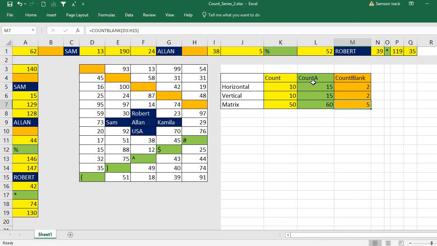Then if I want only non-numeric, it is interesting, you can subtract: CountA minus Count.